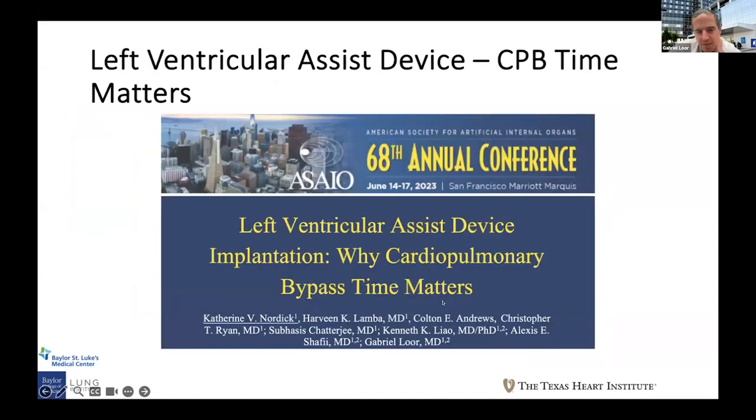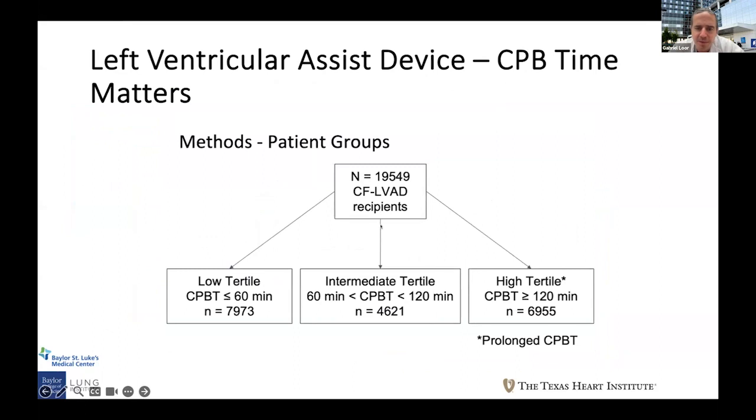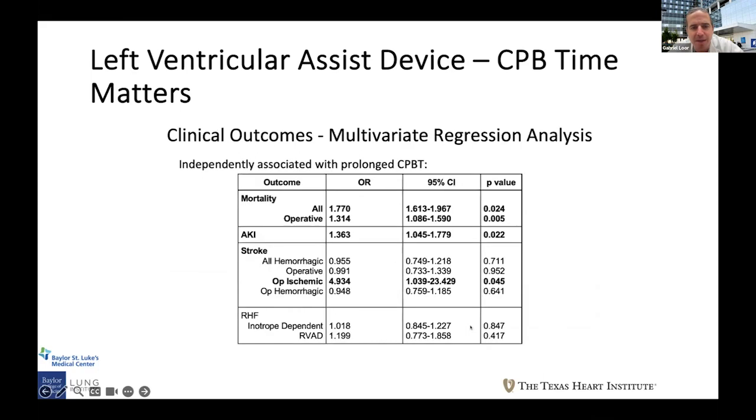Now, how about with LVAD? So we just recently presented this, our fellow Katie Nordic presented this in SIO in June. We hypothesized that bypass does increase systemic inflammation, pulmonary vascular resistance, and could lead to adverse clinical outcomes. So we looked at the INTERMACS cohort of 20,000 patients and looked at 3 different tertiles: less than an hour, 1 to 2 hours, or greater than 2 hours of pump time.